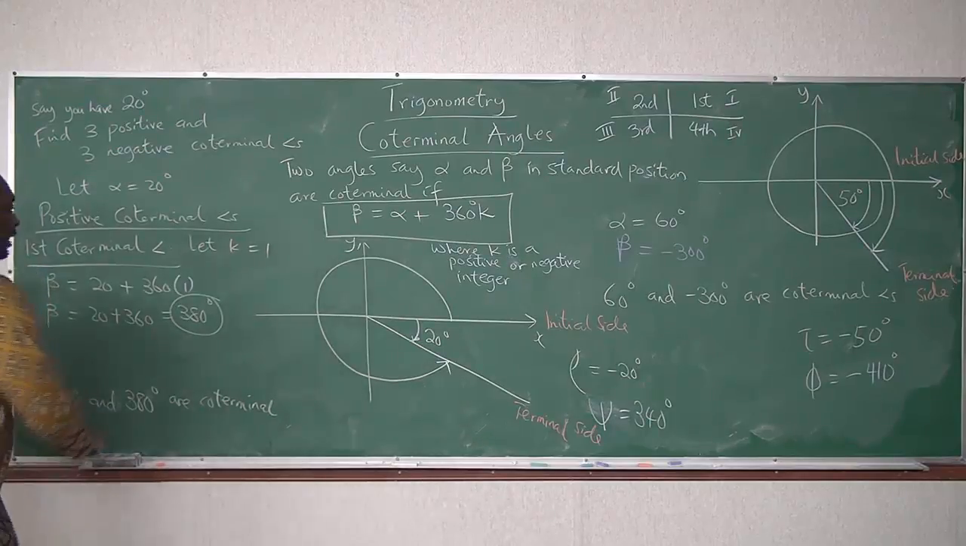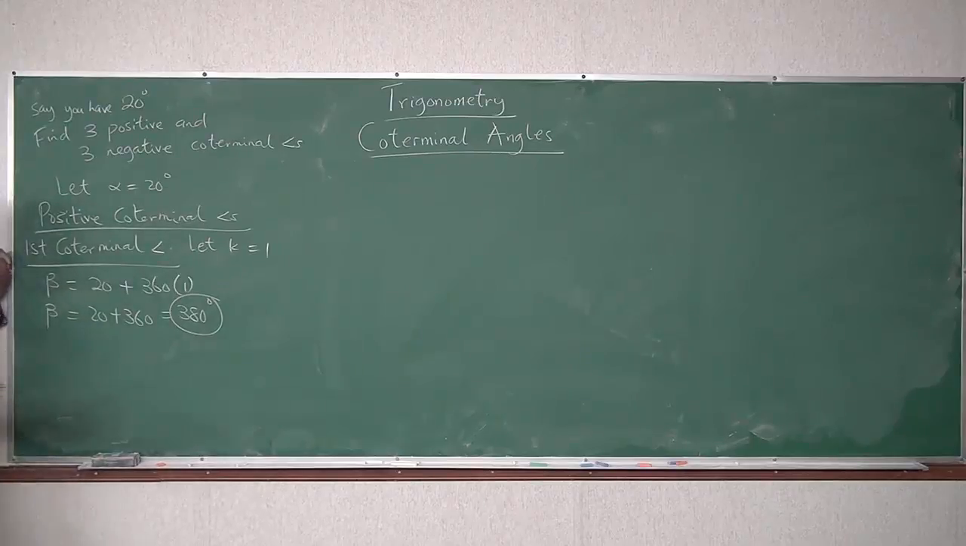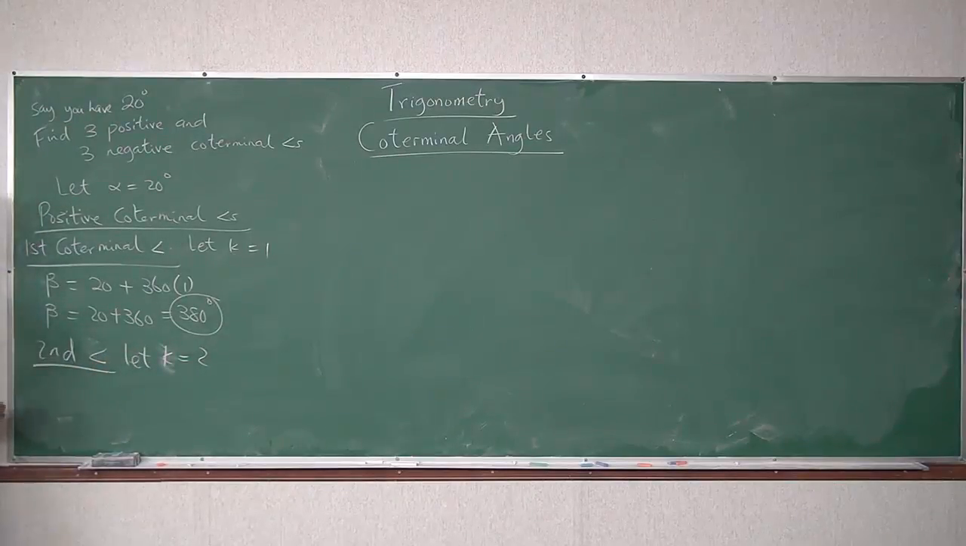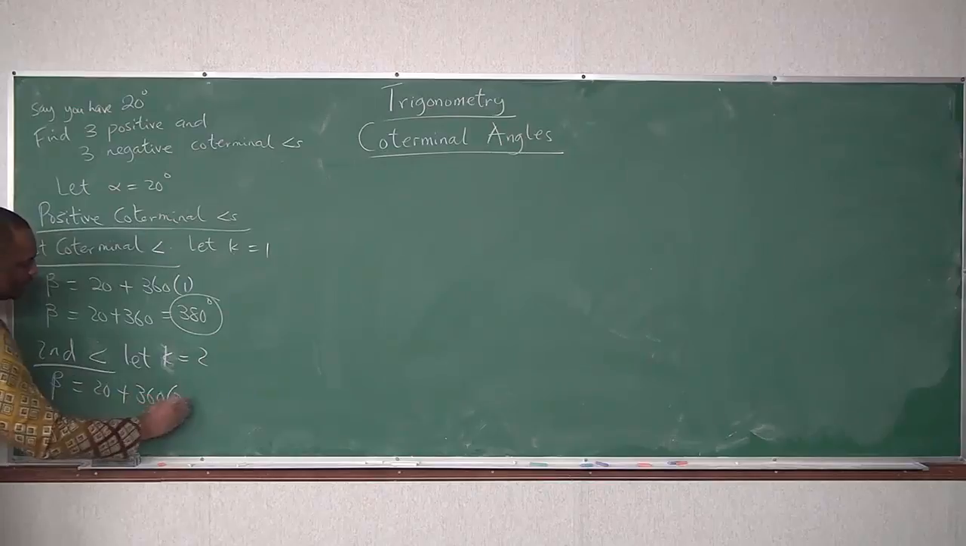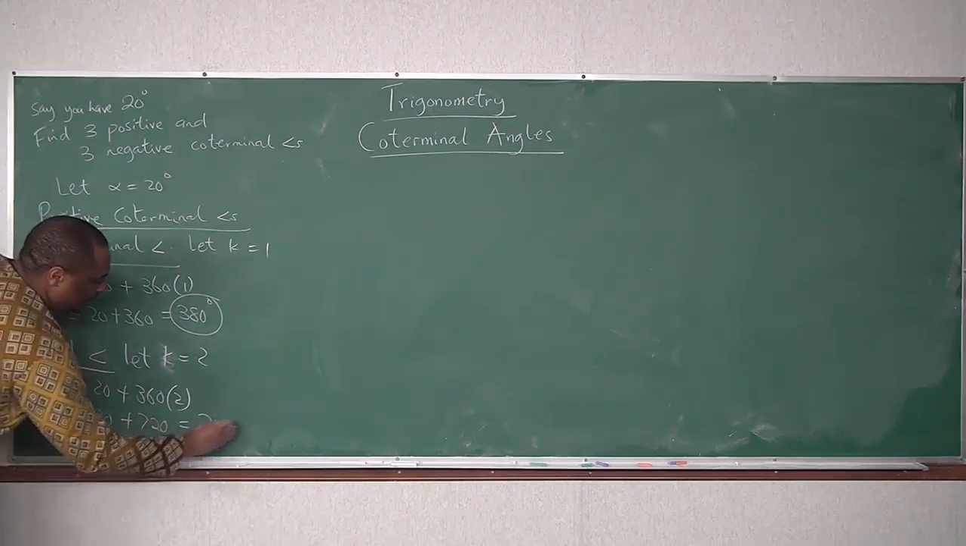That is the way you find it, if you're doing it from the diagram. Second coterminal angle, we now say let K be 2. So what would this be? This will be beta equal to 20 plus 360 times 2. So beta will be 20 plus 720, which is 740 degrees.